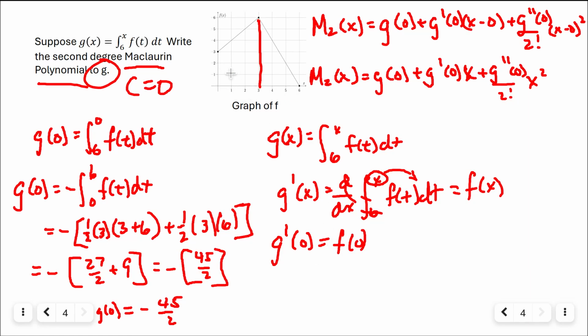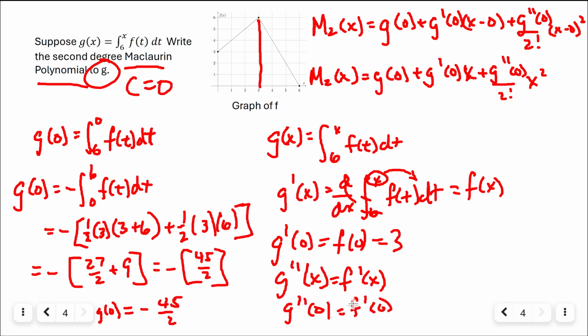Well, what's f of 0? Well, f of 0 is 3. It's on the graph. So that's 3. G double prime of 0 I got to find. So g double prime of x will be f prime of x. So g double prime of 0 is f prime of 0. Well, f prime of 0 is the slope at 0. Well, that's the slope of the line. So up one, right one. So that's 1. So then that's everything I need.